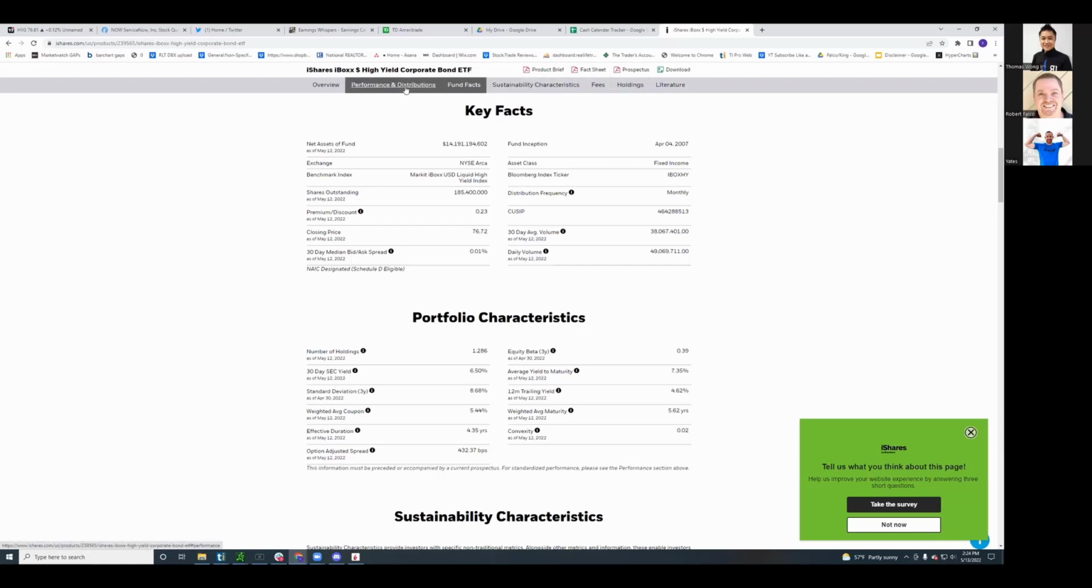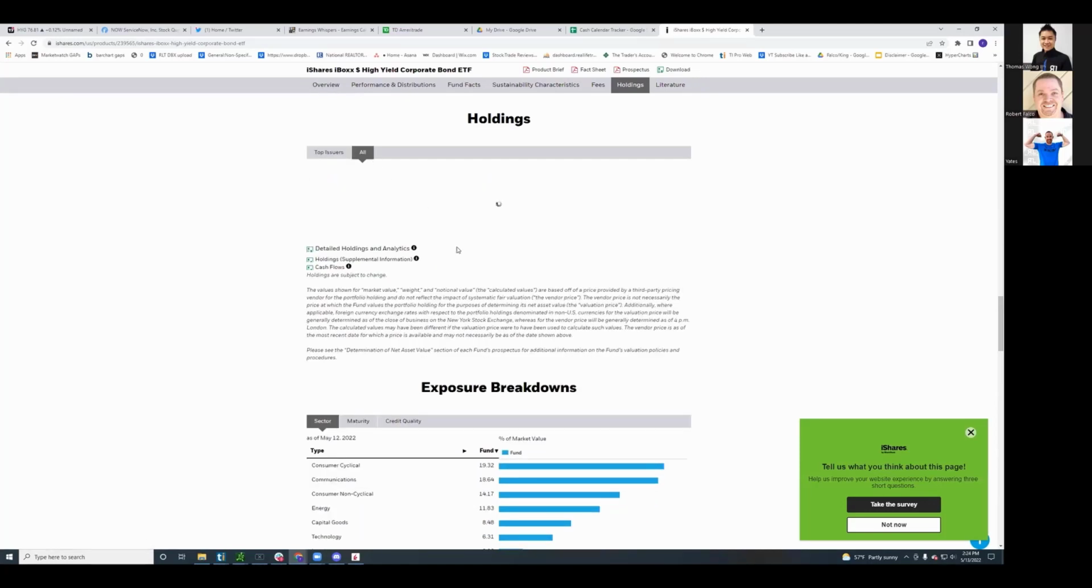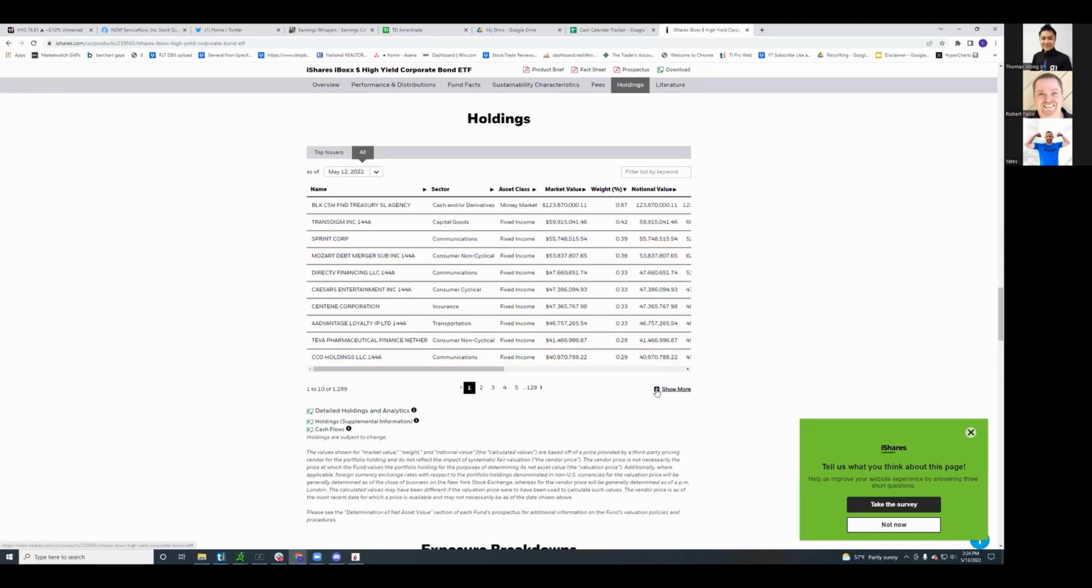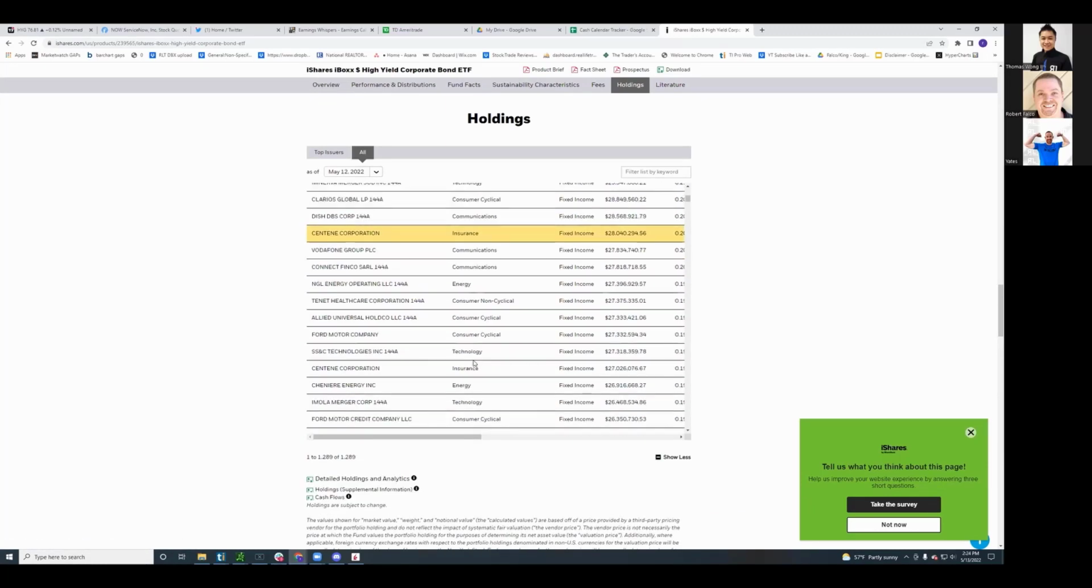Where are the holdings? Here you go. So with this one, you can see Ford Motor Credit is the highest one, CCO, Centene, Occidental, Tenet Healthcare, good old THC, Bausch Health Companies, CSC, TransDigm, T-Mobile, HCA. And if you wanted all of them, I think you can download that. Oh, that's actually kind of neat. Oh wow, they show you everything. That's pretty cool actually. A lot of times they don't show you every single holding.